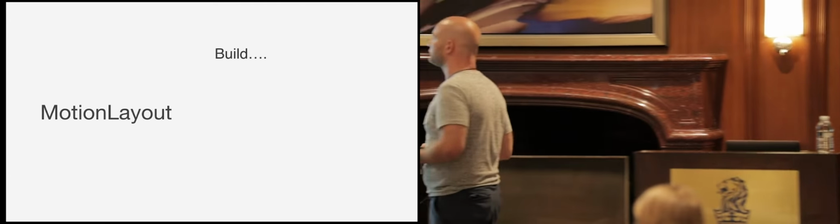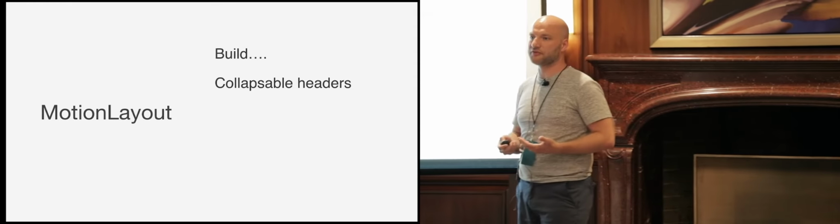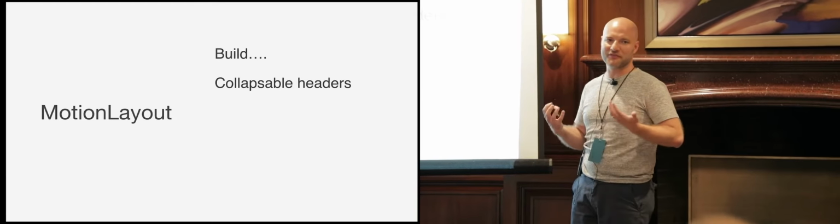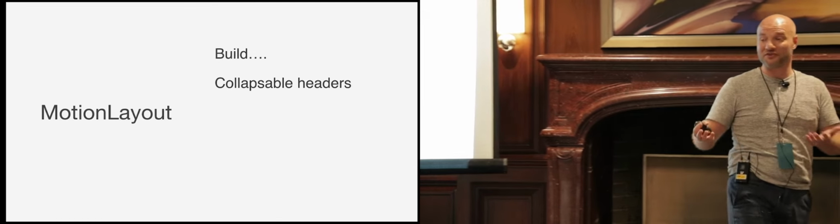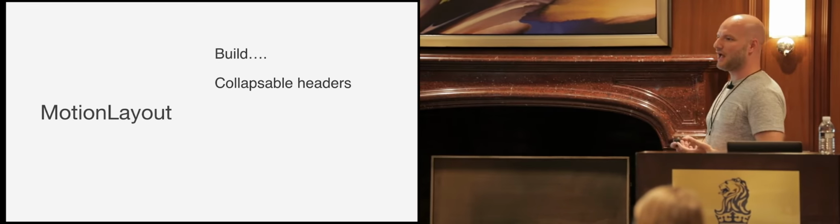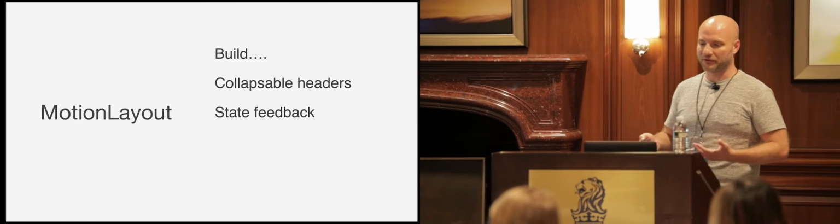So what can you build with motion layout? You can build collapsible headers. So we just looked at that. And for me, this is one of the hero use cases for motion layout. Collapsible headers are somewhat difficult to build before motion layout. And with motion layout, they're relatively easy to build.